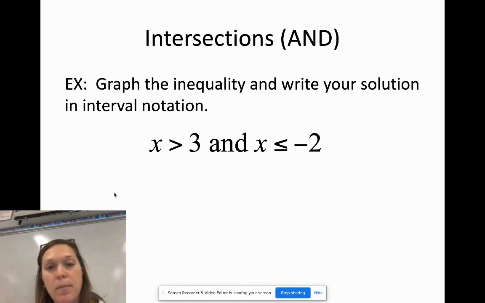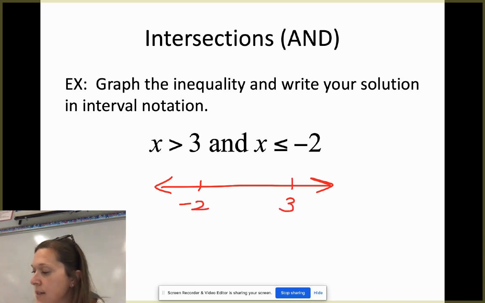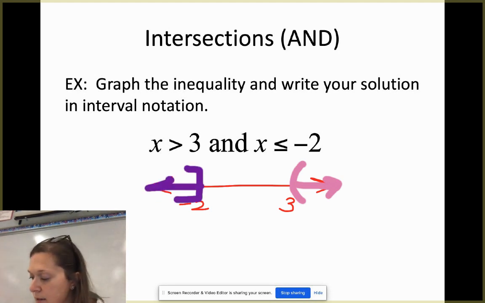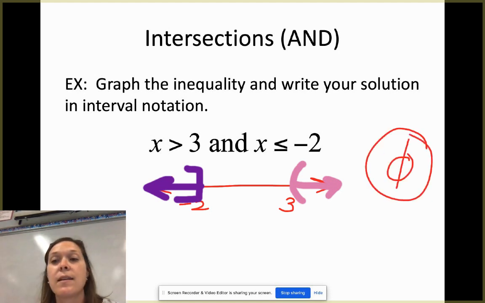So let's flip signs, keep it an and. So we're going to do the same exact thing. Here's my number line, put negative 2 on the left, 3 on the right. So now doing our x is greater than 3, I'm going to have a parenthesis opening to the right, shade to the right. For negative 2, I'm going to have a square bracket facing the left, shading to the left. So because it's an and, I'm looking for the intersection of the pink and the purple. Well, they're not intersecting. They're going in completely opposite directions. So there is no intersection, which means that there is no solution set that can be both greater than 3 and less than negative 2.